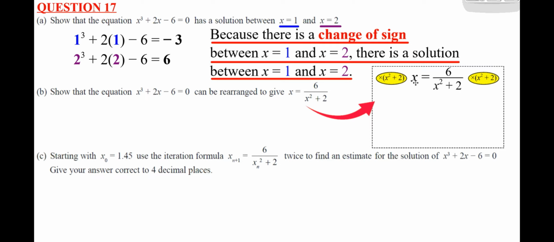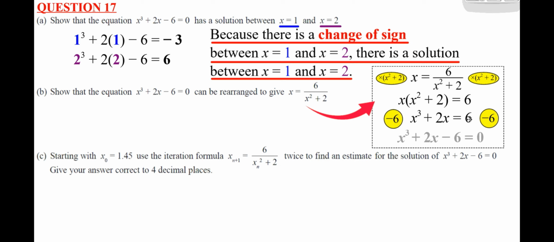The left-hand side becomes x times x squared, which is x cubed, then also x times 2, which is 2x. We'll expand this out in a second. So x lots of x squared plus 2 equals 6. Expand it out. You'll see that it's getting fairly close now. We've got the x cubed and the 2x like we need, but the 6 is on the wrong side. So if we were to subtract 6, we'd end up with what we've actually got: x cubed plus 2x minus 6 equals 0.